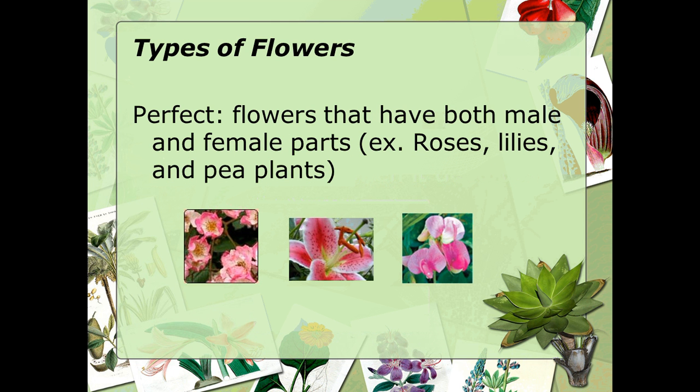Now we have two different types of flowers we're going to talk about. The first one is called the perfect flower. And by perfect flower, I don't mean the most amazing flower that you ever brought in for your teacher to show her your appreciation, or him, but I mean flowers that have both male and female parts. Those are what we refer to as perfect flowers. Some examples are roses, lilies, both of which I really enjoy, and pea plants.